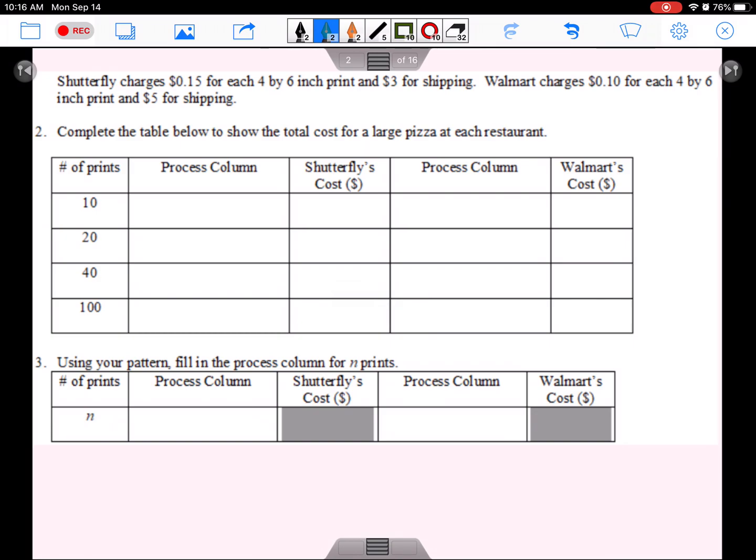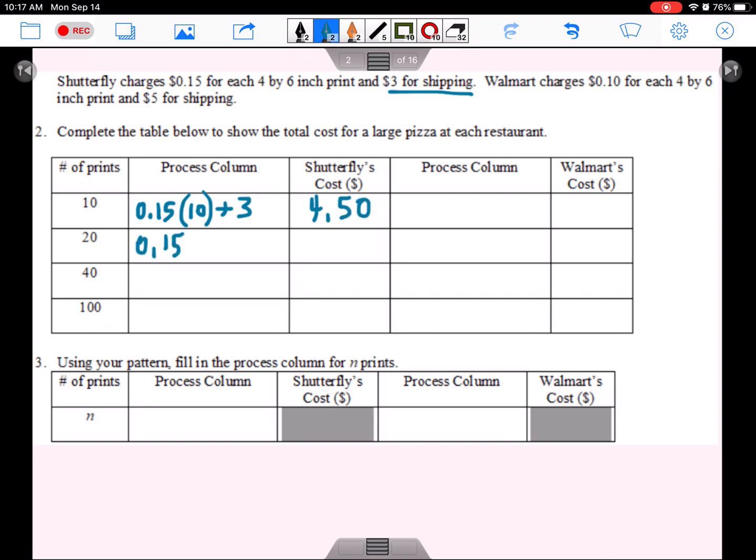All right, we've got the scenario. Shutterfly is charging 15 cents for each print. So we're going to take 15 cents and multiply it by the number of prints. And then they also add $3 for shipping. So flat shipping charge, multiply 10 times 15 cents, you get $1.50. Add that to the 3, you get $4.50.